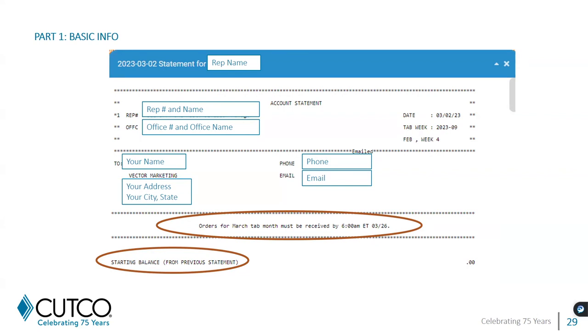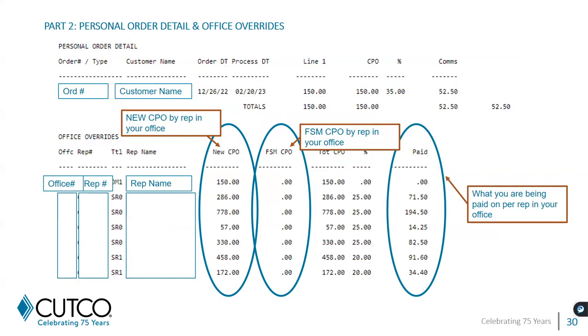The banner below tells you when orders have to be received in Olean to count for the tab month. Under personal order detail, it shows the orders you placed and how much commission you made. Office override shows the amount you get paid for the orders that the sales reps in your office place.